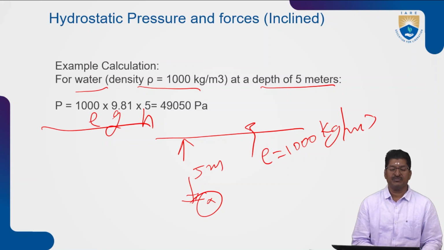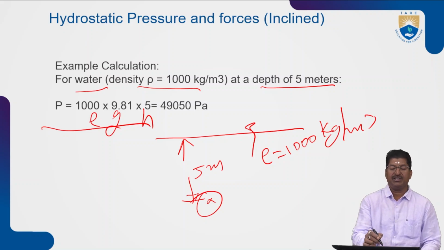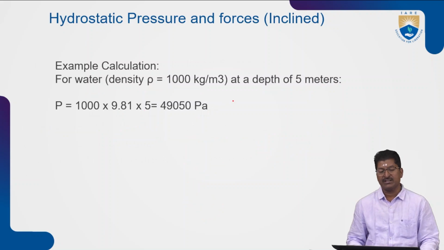If you take a small example, where the density of the fluid, water, is 1000 kg per meter cube, and you want to know the pressure at a depth of 5 meters below the water surface: rho g h, rho is 1000, g is the acceleration due to gravity 9.81, and the depth is 5 meters. Then we will get the pressure in pascals here.